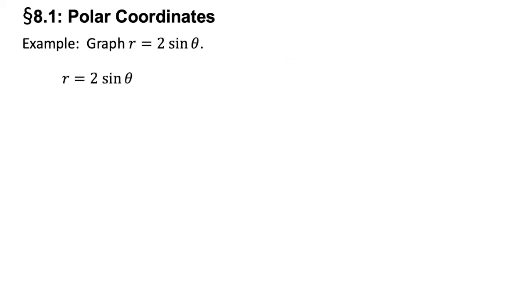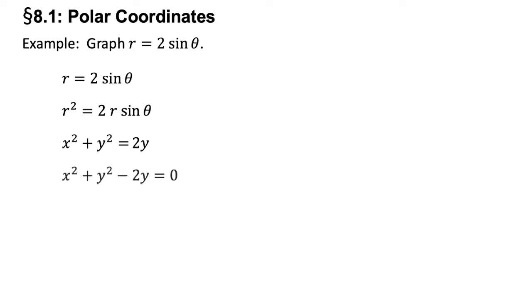Let's graph r equals 2 sine theta. If we multiply both sides by r, we get r squared equals 2r sine of theta. Now we know that x squared plus y squared equals r squared, so by replacing r squared with x squared plus y squared, and since r sine theta is just y, we obtain this equation. If we set it equal to 0 and complete the square, we get x squared plus (y minus 1) squared equals 1. If you remember, this is just the equation of a circle centered at (0, 1) with radius of 1.